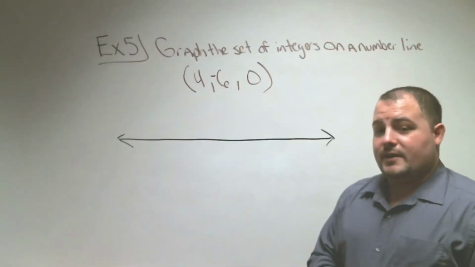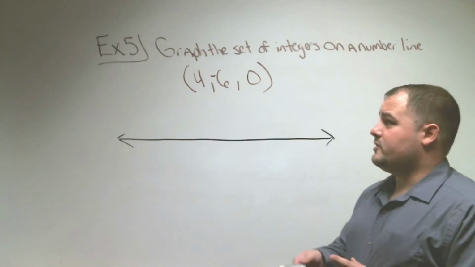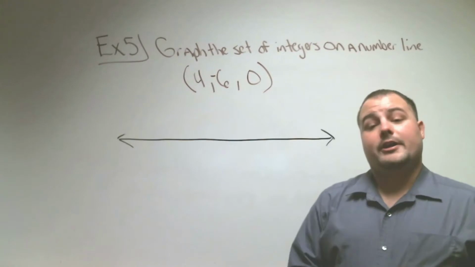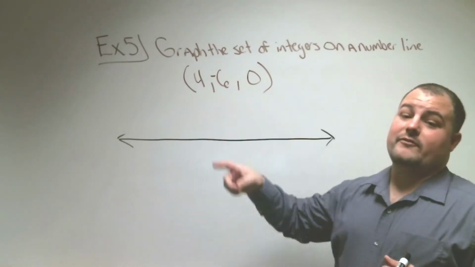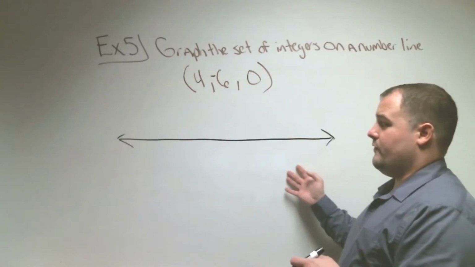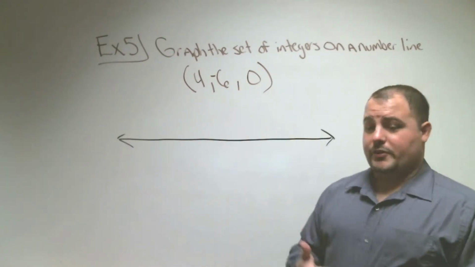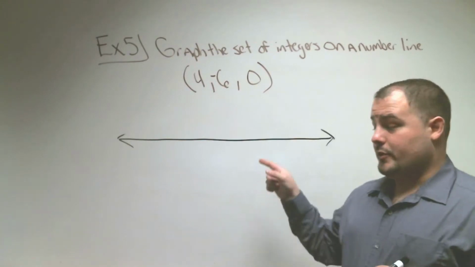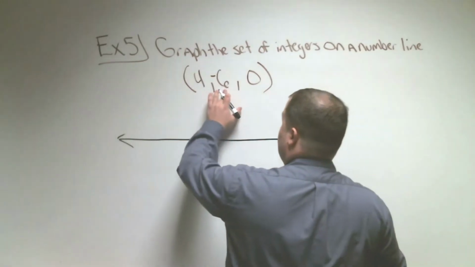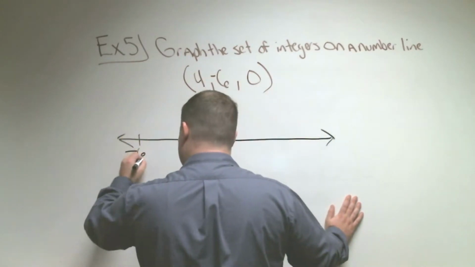So in example 5, our job is to graph the set of integers on a number line. So we're going to graph 4, -6, and 0 on a number line. You don't have to write the integer anymore if the integer is already given to us. We just have to place them on a number line. So here I have a blank number line, and if you don't have a number line, just draw a line across and put arrows on both ends. Our job is actually to put these on the number line. And since -6 is the biggest negative number, I'm going to start with -6 first.